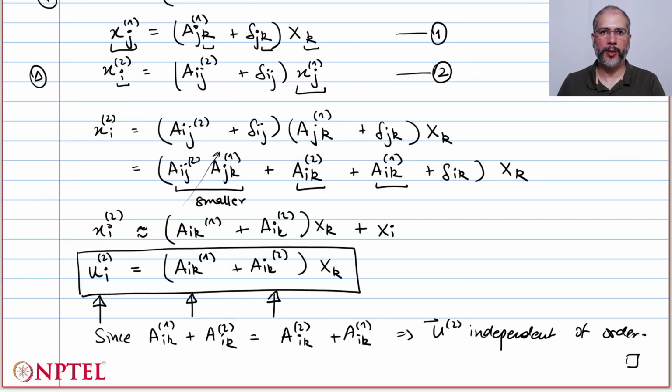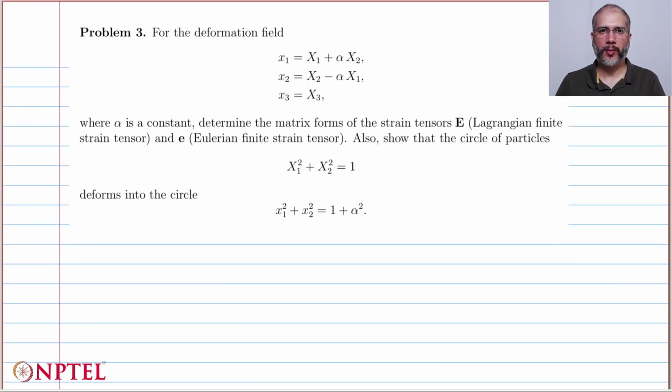Let us have a look at the third problem now. So let us understand the problem. We have this given deformation field where alpha is a constant, and we have to determine the matrix forms of the Lagrangian finite strain tensor and the Eulerian finite strain tensor. So this is a finite deformation we're talking about here. And then we have to show that the particles which lie on this circle in the material configuration deform also into a circle which has a different radius in the Eulerian configuration.